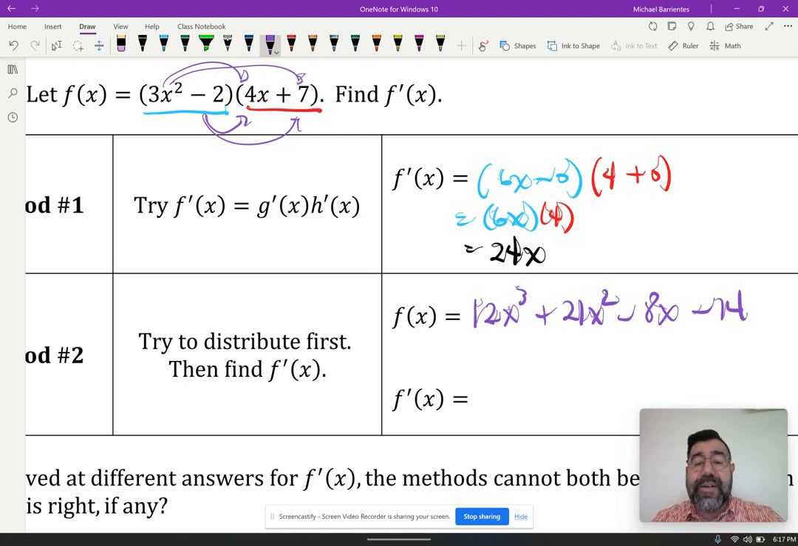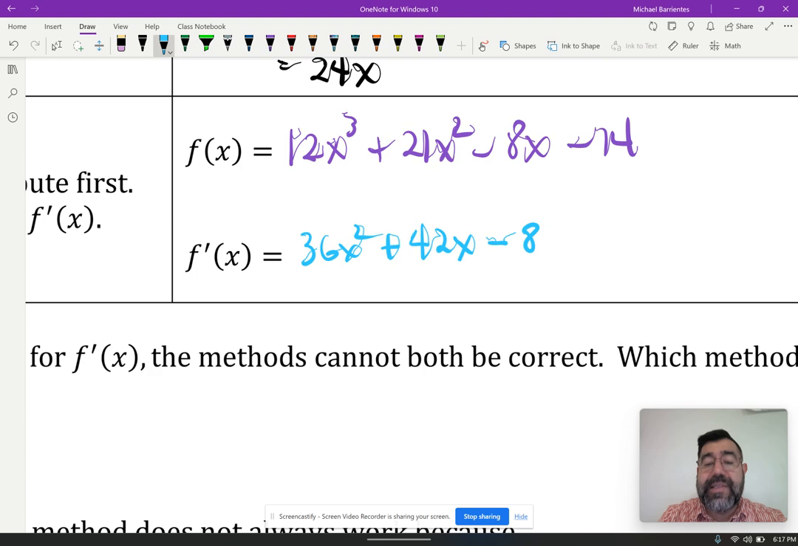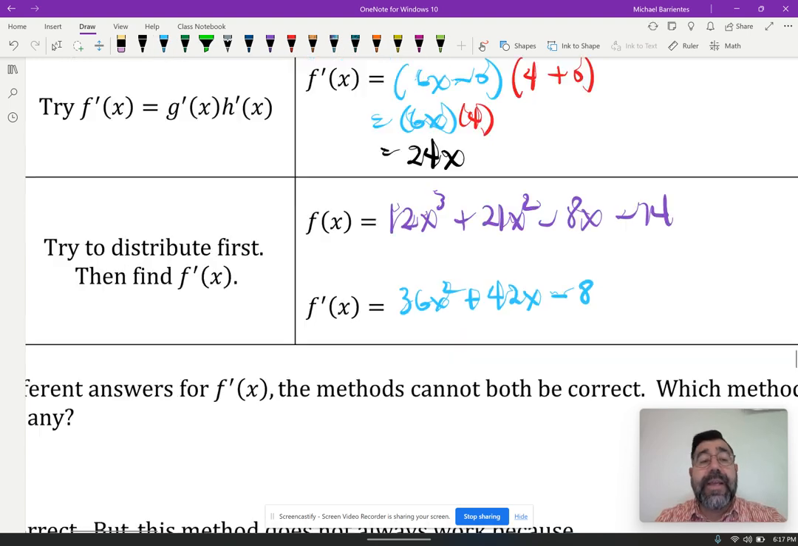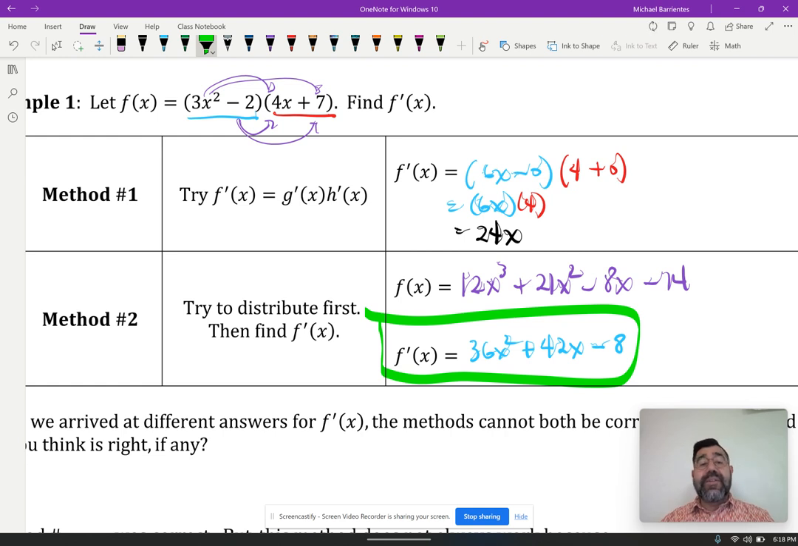So when I take the derivative now, the derivative of this is going to be 36x squared plus the derivative of this is going to be 42x. The derivative of this is going to be minus 8, and the derivative of this would be minus 0, so that's really not there. And so therefore, it turns out these are not the same, right? This is the actual derivative. I know that because all I did was I distributed the terms and I took the derivative of those terms.